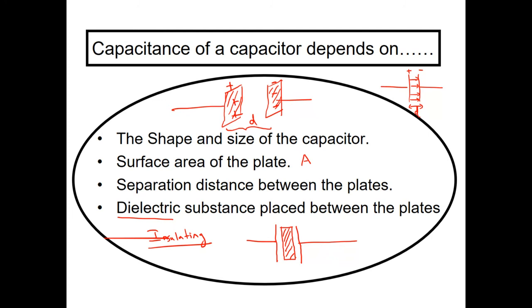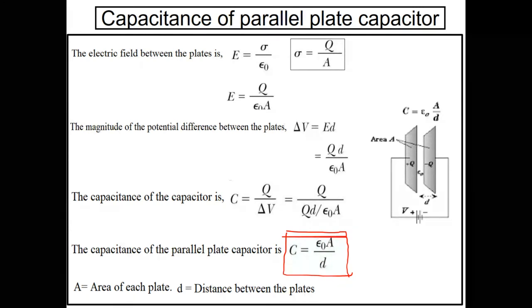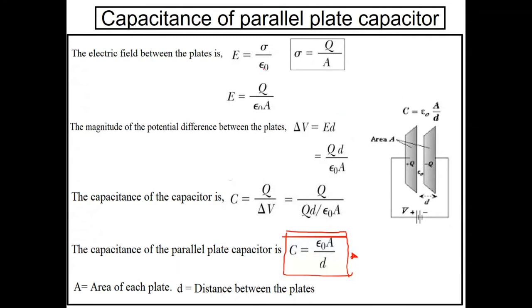Now, capacitance of the parallel plate capacitor. Listen carefully. We are using many formulas. The main thing is that we have to get this formula. This is the final formula. What is the capacitance of the parallel plate capacitor? The final answer is epsilon naught multiplied by area divided by the distance between the two plates. So we have to get this rule. How did we get this rule? That explanation is given here.